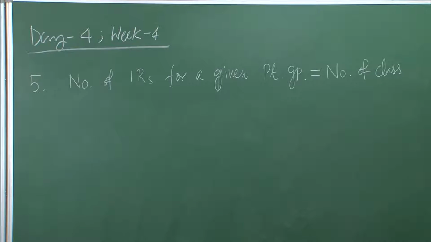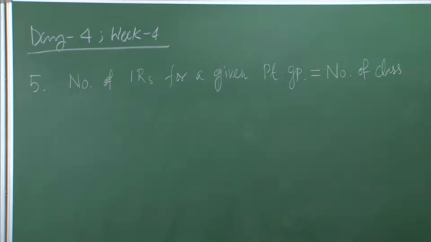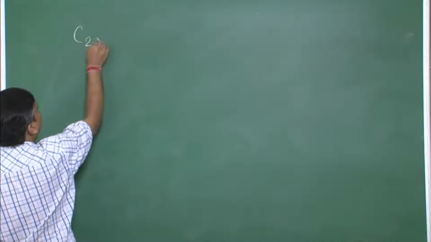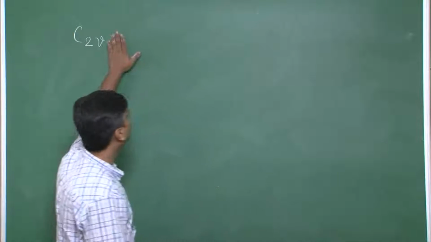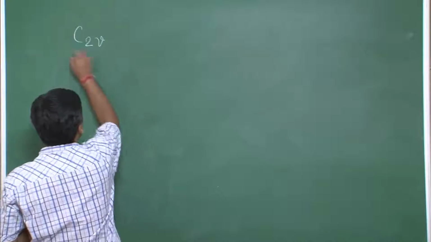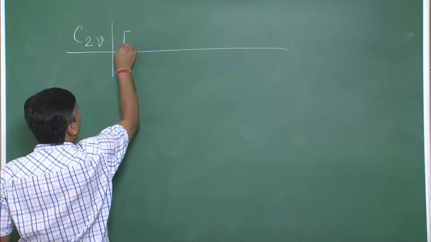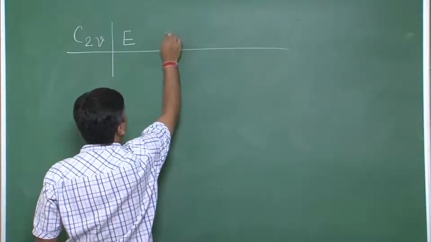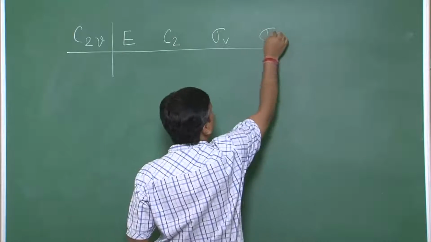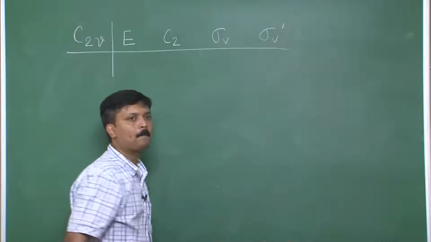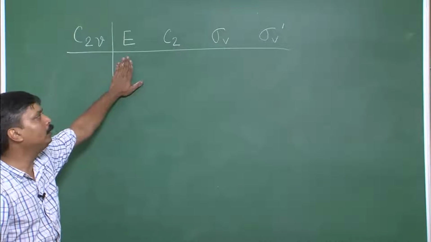So let us take a particular point group, C2V. We are all familiar with the C2V point group. What are the symmetry elements that it has? It has identity, it has C2, it has sigma V, and it has sigma V prime. So what we will do is try to form the character table.